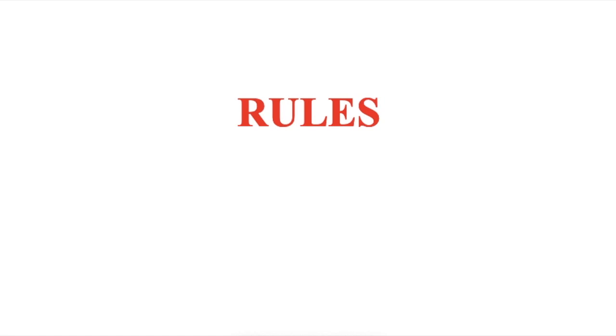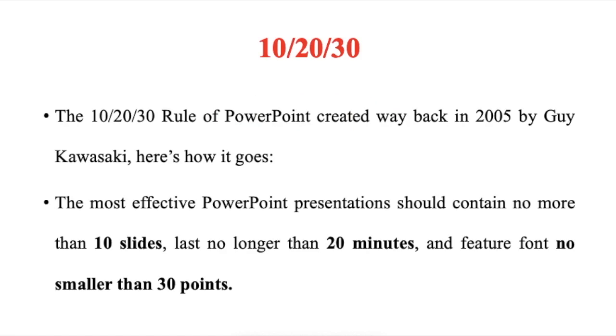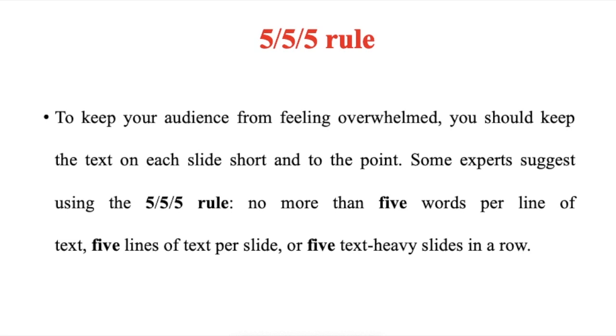So we'll talk about the rules. We have the 10, 20, 30 rule. This was created way back in 2005 by Kawasaki. He said that to be an effective presentation, it should have less than 10 slides, last no longer than 20 minutes, and feature a font not smaller than 30 points. The other rule is 5-5-5, so not more than 5 words per line, 5 lines of text per slide, and not more than 5 text-heavy slides in a row. So after 5 heavy slides, you need to put some tables, some graphs, so the eyes can rest.